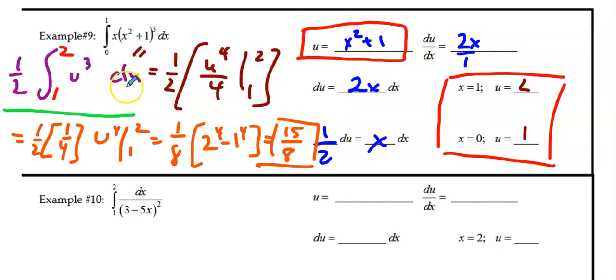All right, so hopefully that's helpful for you guys. The only extra step, again, is to convert from x's to u. So let's move on to another question and see what we can do with that one.